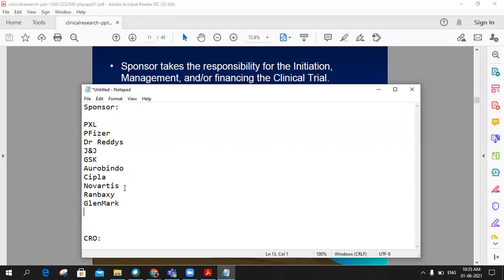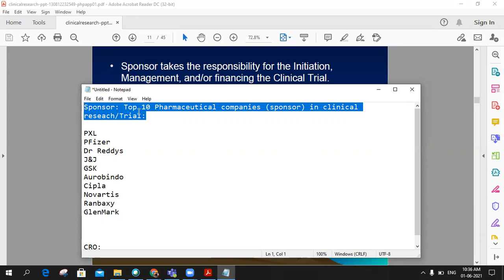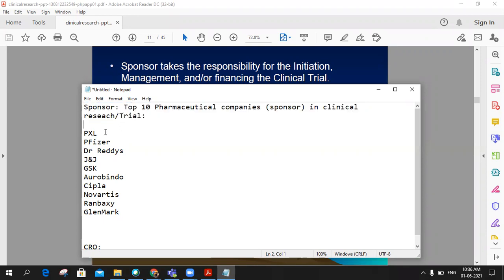These are good numbers, but I want you to go back today and search the top 10 pharmaceutical companies or sponsors. Parexel is a CRO, I guess. Is it a sponsor? I will come there. I want you to search this in Google, and again I will ask the same question tomorrow. As someone has rightly said, Parexel is not a sponsor. Parexel is a CRO.